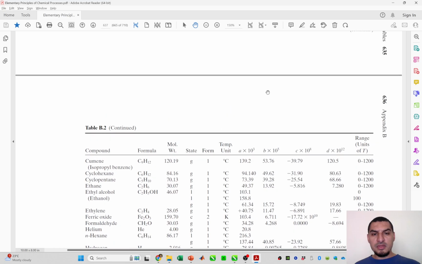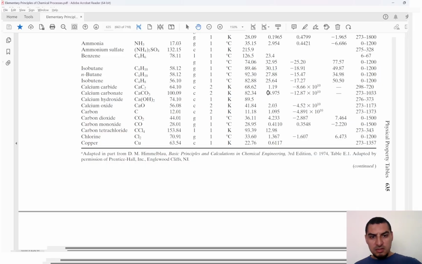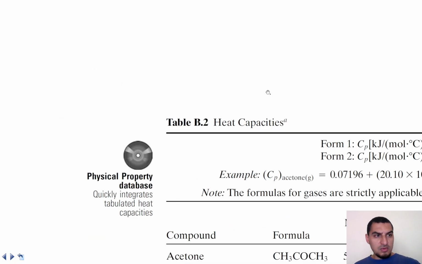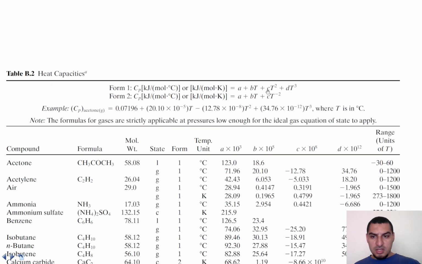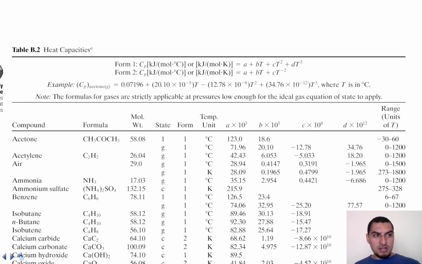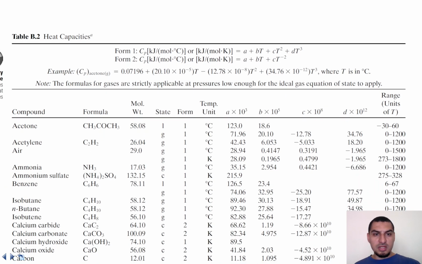I put it in full screen mode to make it clearer. So I'll be discussing it here because I want to have a clearer view of the full table. Fine. If we look at the table, you'd see that it says heat capacities, and it says form 1 and form 2. It says CP in kilojoules per mole Celsius or kilojoule per mole Kelvin.